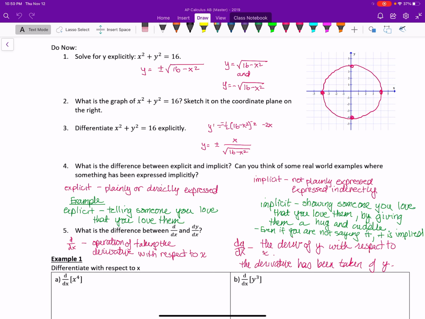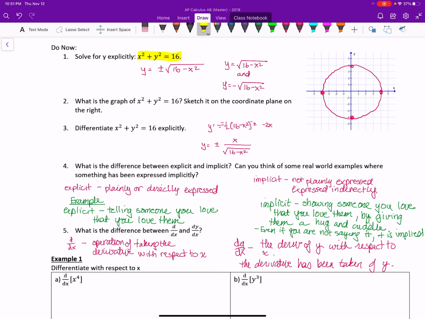Well, the same works for this. If I looked at the equation of a circle, I am implying that there is a relationship between this x and this y. So I could substitute in values for x in the original equation of a circle and find corresponding values for y without having to solve for y explicitly. That is the difference.